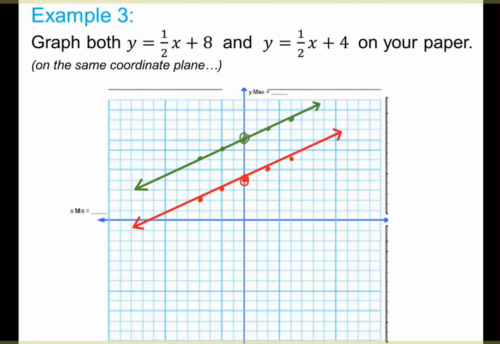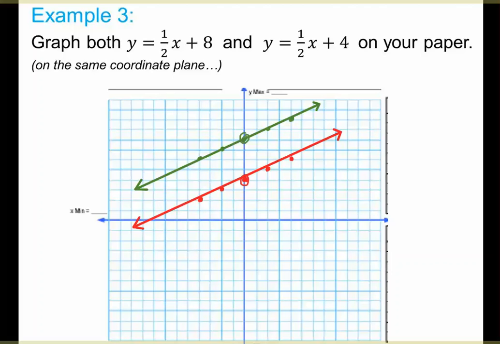What do you notice about those two lines? Okay, well, there's a special word for that, and you've probably already thought it. They are parallel. And the deal with parallel lines is that we can actually predict which lines are going to be parallel by looking at their equations.